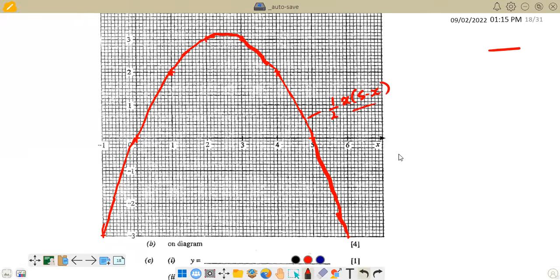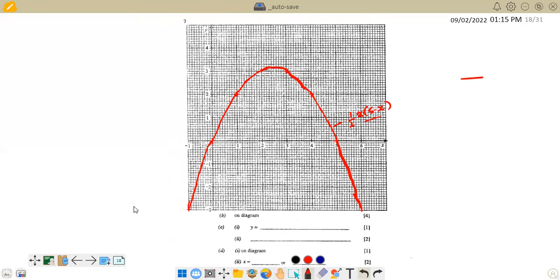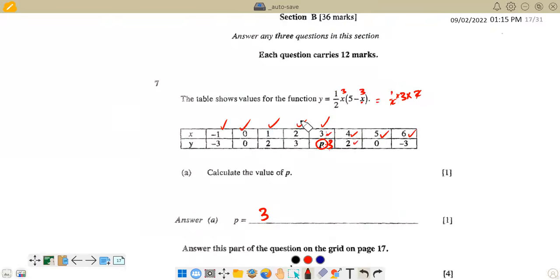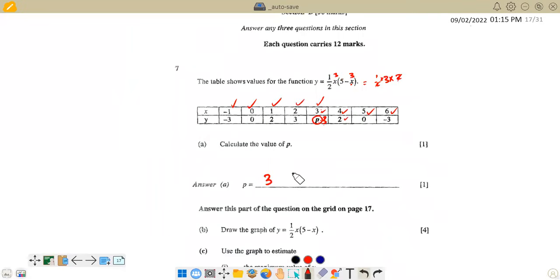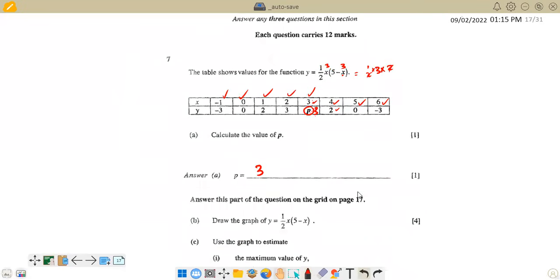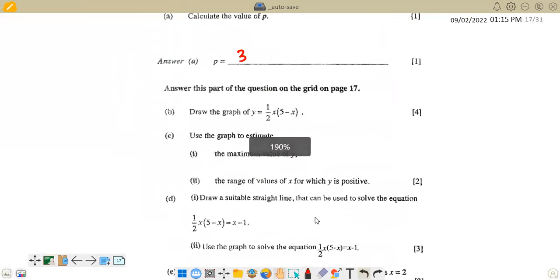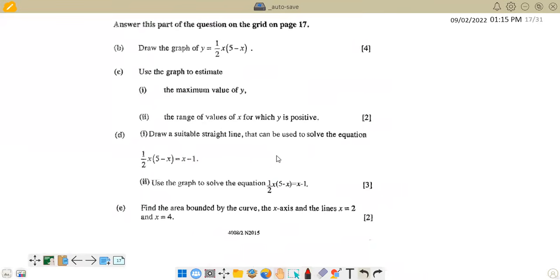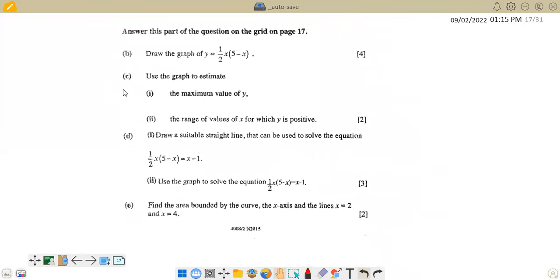And from the graph that we had, now the question is asking us to, remember, we are asked to use the graph here, draw the graph, then use the graph now. You're asked now to use the graph to estimate the maximum value of y. So when you are using your graph, you just take the maximum, which is where the graph is having a turning point. So that's where our maximum value is.